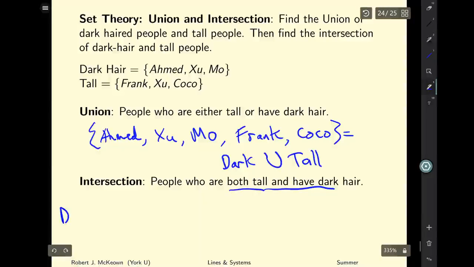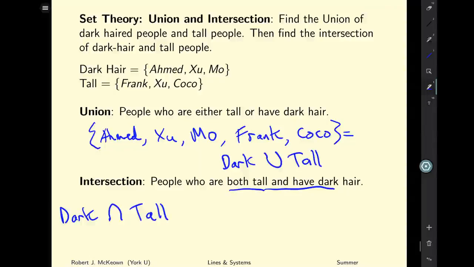Now find the intersection of people who are both tall and have dark hair. So if I want dark, an upside down U, that's a little bit bigger than a U. This symbol, the intersection of dark and tall people is going to be equal to, well, Ahmed only has dark hair, and he's not tall.